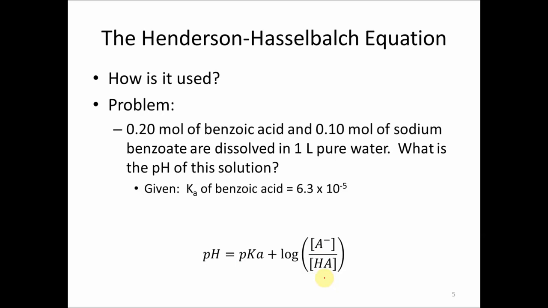So how is it used? I give an example problem here: 0.20 moles of benzoic acid and 0.10 moles of its conjugate base, sodium benzoate, are dissolved in 1 liter of pure water. What is the pH of this buffer solution? Given is the Ka of benzoic acid, which is 6.3 times 10 to the minus 5. This is normally found in your textbook or some other reference source.